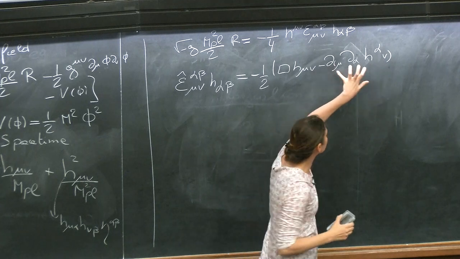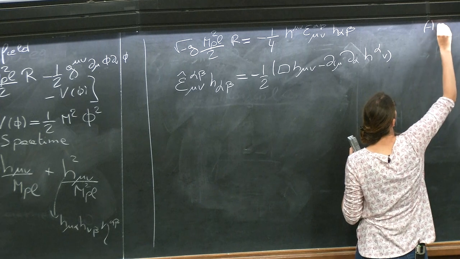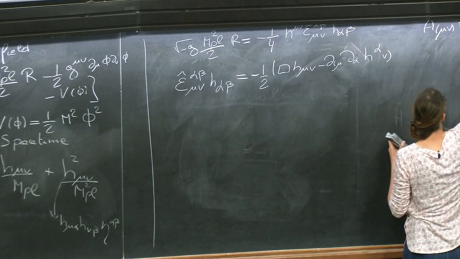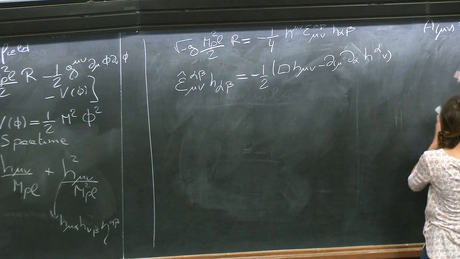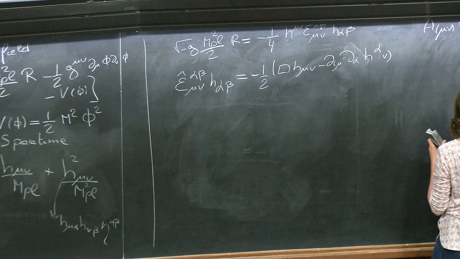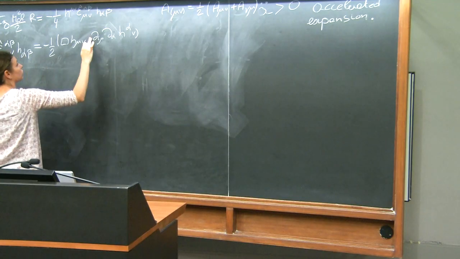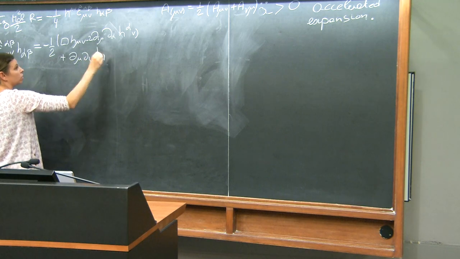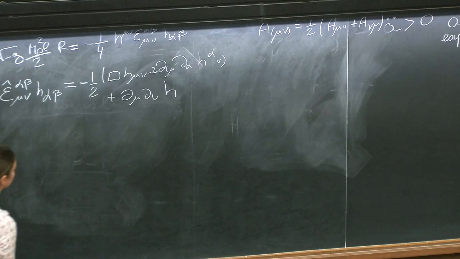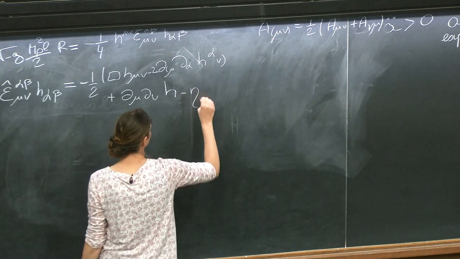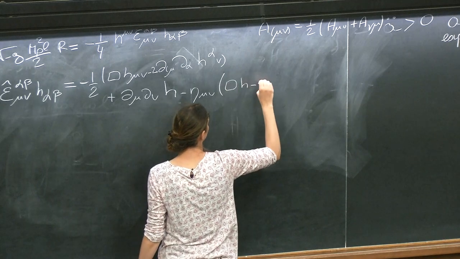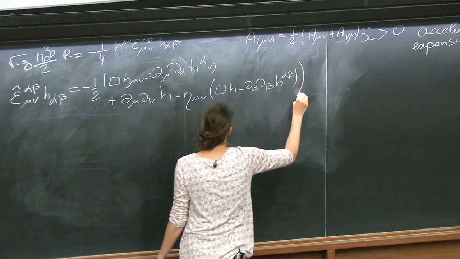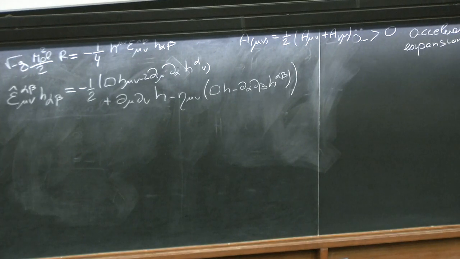So this is a symmetrization factor. I'm working with a convention that if I have two symmetrized indices, that corresponds to a mu nu plus a nu mu. There's actually a two here. And then plus d mu d nu h, where h is a trace of h mu nu. So you take h mu nu and you contract it with eta mu nu. And then you have minus eta mu nu box h minus d alpha d beta h alpha beta. So that's not very important for us right now, but we'll use it later on for these lectures.